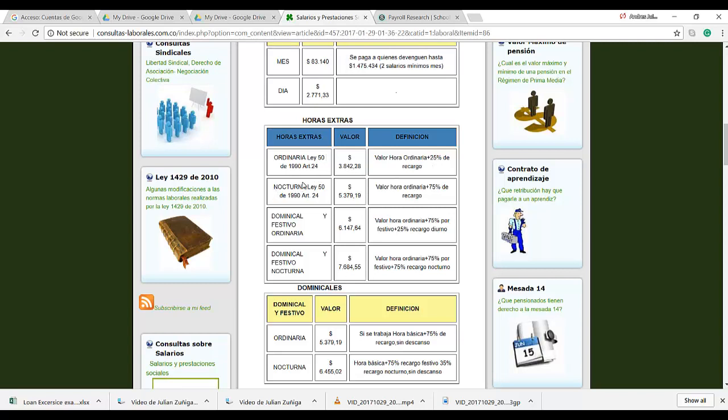Now we have the night extra hour, which is 75%. So let's say you work up to 10 p.m. Every hour after 10 p.m. will be charged as a 75% increase. Then we have Sundays and holidays. Sundays and holidays also have a 75% increase if you work on a Sunday or on a holiday. All these percentages depend on the value of the hour, which depends on the wage.